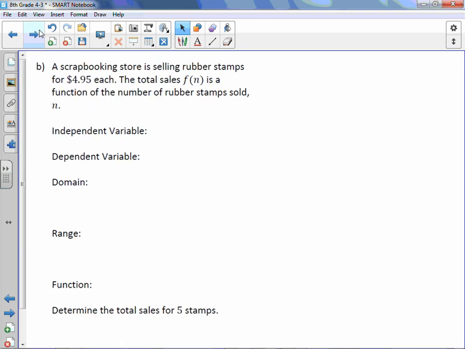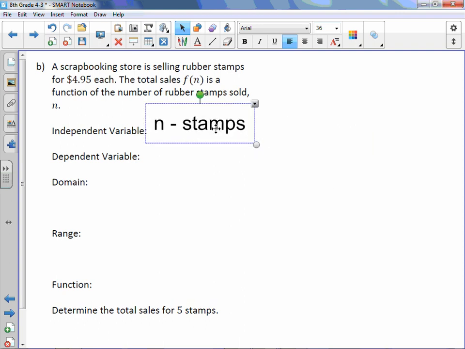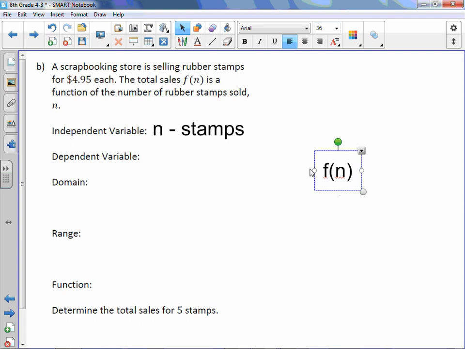Let's take a look at another example. A scrapbooking store is selling rubber stamps for $4.95 each. The total sales, f of n, is a function of the number of rubber stamps sold, n. So our independent variable is n, which represents the stamps. Our dependent variable is f of n, which represents the cost.